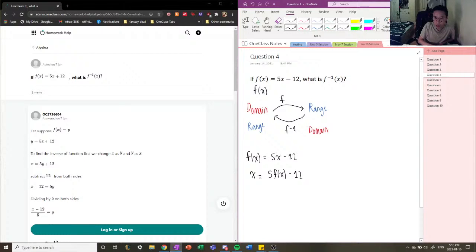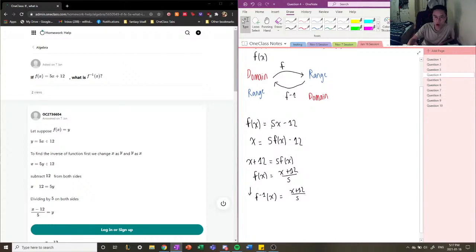So once we swap it, now we're going to isolate and solve for f of x again. To do that, we're going to move 12 to the other side, so x plus 12, and we're going to also divide both sides by 5, and this is what we get. f of x equals (x plus 12) divided by 5. And this is how you simply find the inverse function. And finally, we're going to write f inverse, because that's the correct notation, equals (x plus 12) divided by 5.